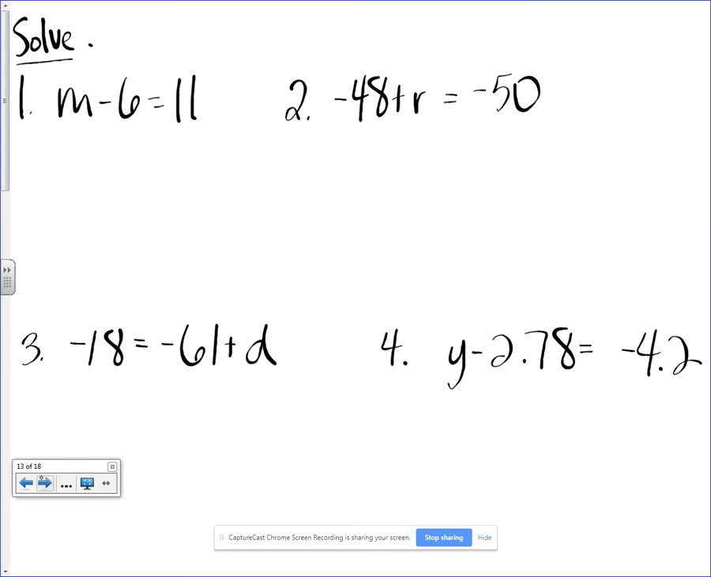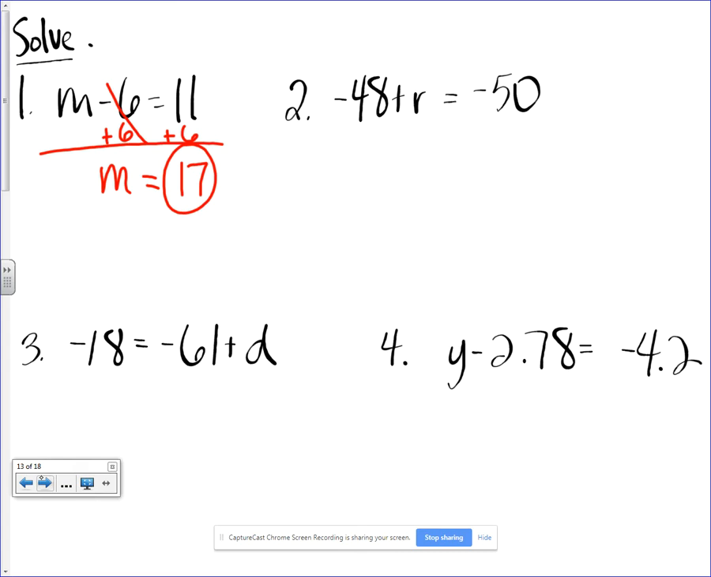So m has a -6 on it. The opposite of -6 is +6. So we're going to do that to both sides. When you do that, the -6 plus 6 cancels out. All I have left over here is an m and then my equal sign. And then 11 plus 6 is 17. So please notice the m is now isolated. It is all by itself. So it looks like my answer is 17.